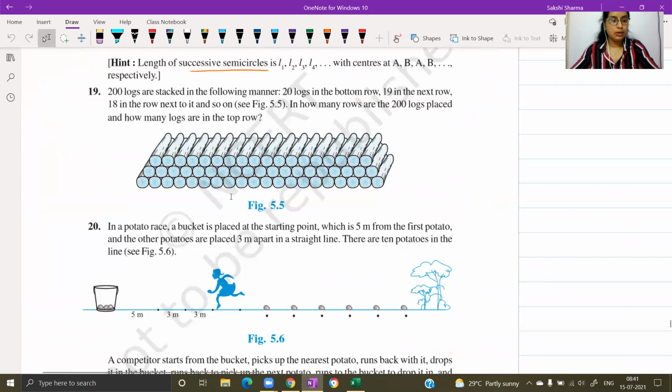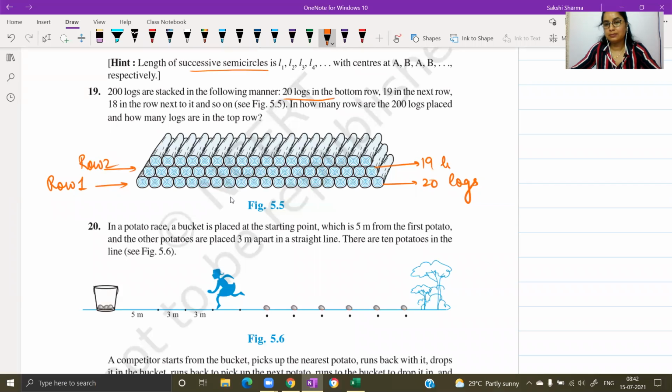Question number 19. 200 logs are stacked in the following manner. So they have given you a figure here. 20 logs in the bottom row. Then 19 in the next row. 18 logs in the third row. And so on. In how many rows are the 200 logs placed and how many logs are in the topmost row?